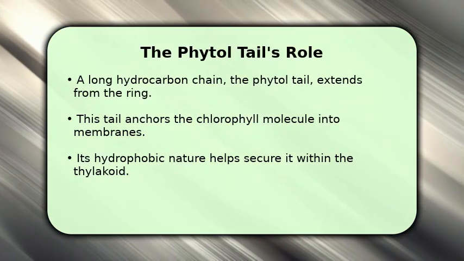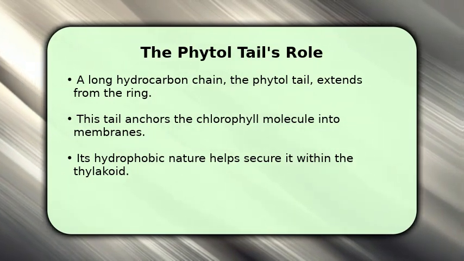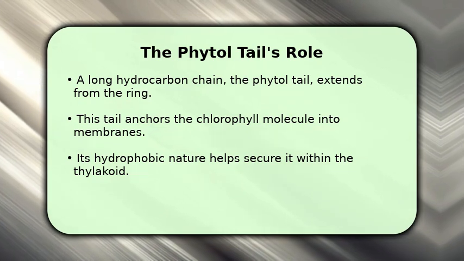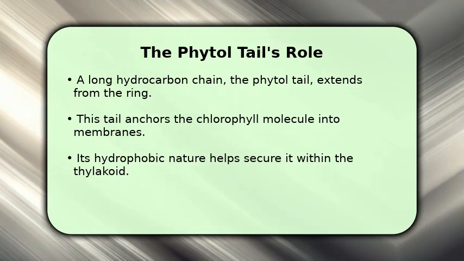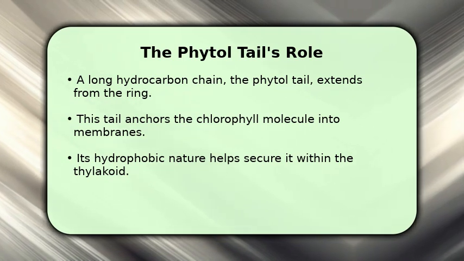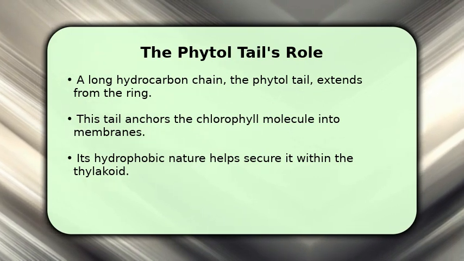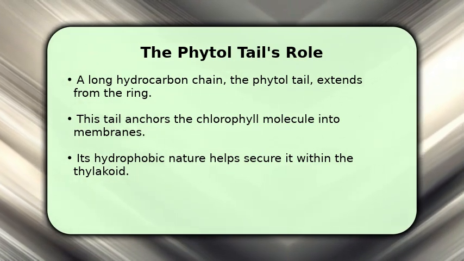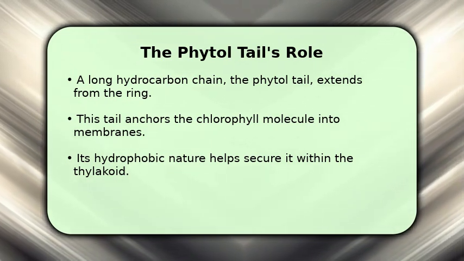Next, we move to the phytol tail, a long hydrocarbon chain attached to the porphyrin ring. This tail is essential for embedding the chlorophyll molecule securely within the thylakoid membranes of chloroplasts. Its hydrophobic properties ensure that the molecule stays in place, allowing for optimal light absorption and energy transfer within the plant cell. It's like an anchor for the entire structure.